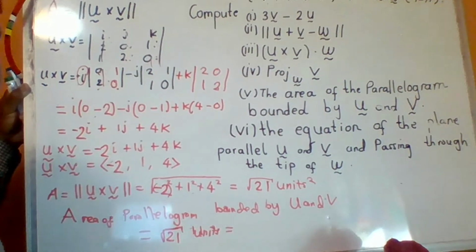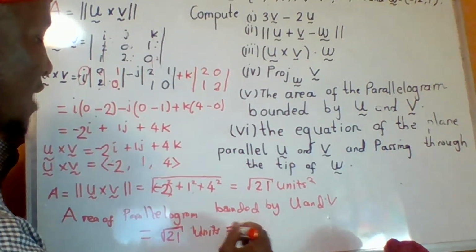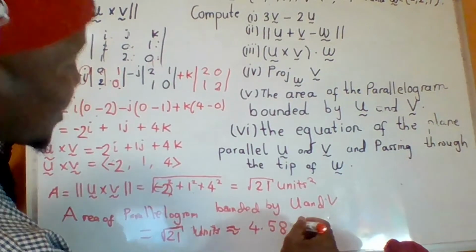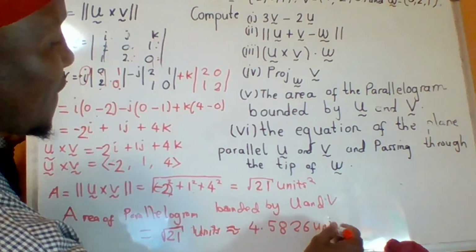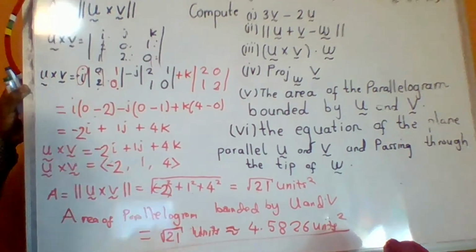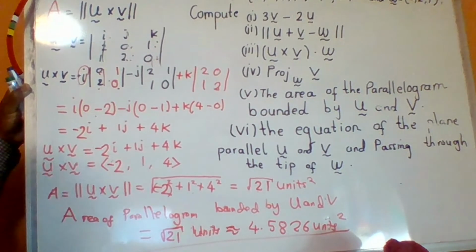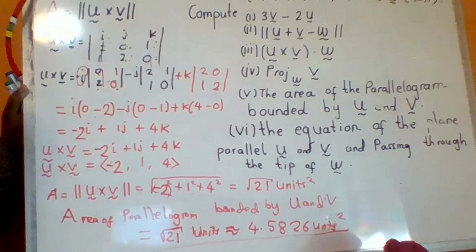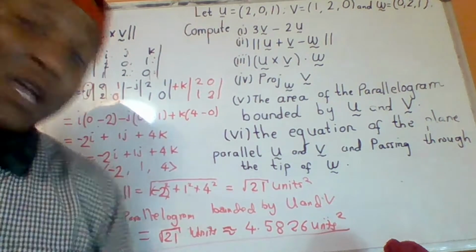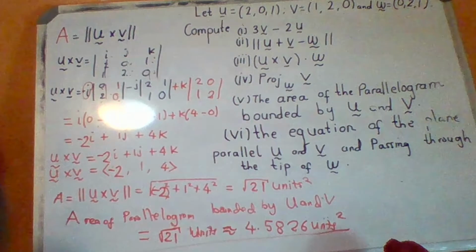Okay, so when you plug it in, this is going to be 17 plus 4, 21. Square root of 21. Excuse me, not 17. So this must be square root of 21 units. When you take the square root, you're going to get 4.58. So this approximately equals 4.5826 units squared.